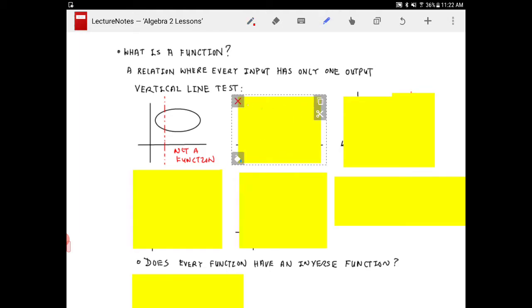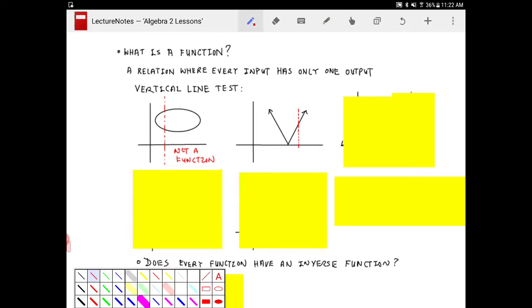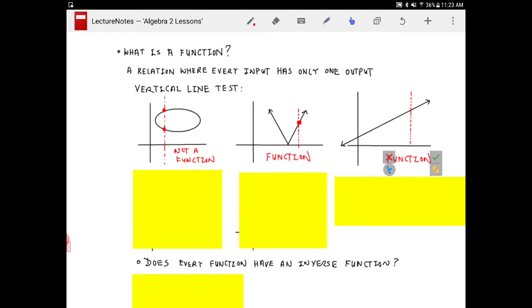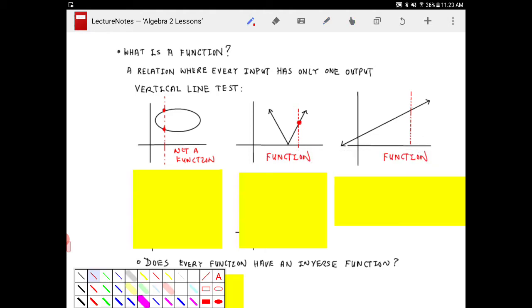Let's take a look at the next example. Is this a function? One input has one output, so yes, this is in fact a function. Here we only have one output, whereas there, for one input, we have two outputs. Let's take a look at the next one. Is this a function? Absolutely. This is indeed a function. Again, we only have one output.